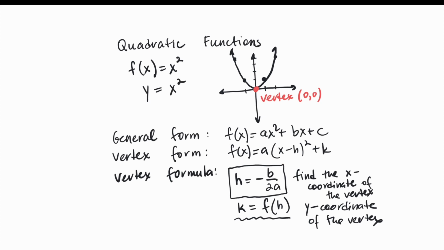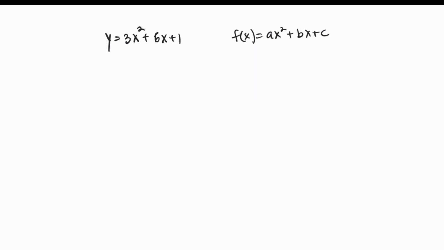And the second one was called the general form, and that is right here. The next couple of examples will be dealing with the general form, y equals ax squared plus bx plus c. So here's an example of a general form of the quadratic function y equals 3x squared plus 6x plus 1.